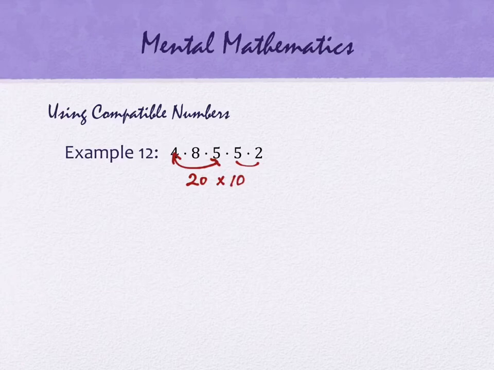What if I had done 5 times 8? Would that have been a good one? Actually, it would have worked really well on this one too. And I just have my 8 at the end on this one because I haven't used it yet. What is 20 times 10? 200. And then 200 times 8. 1,600.